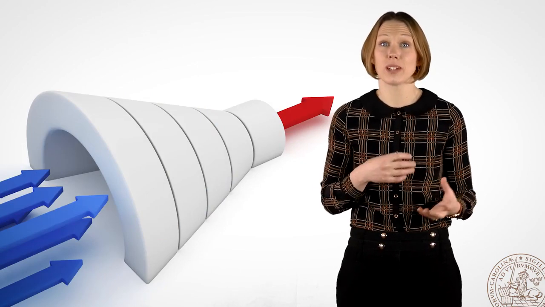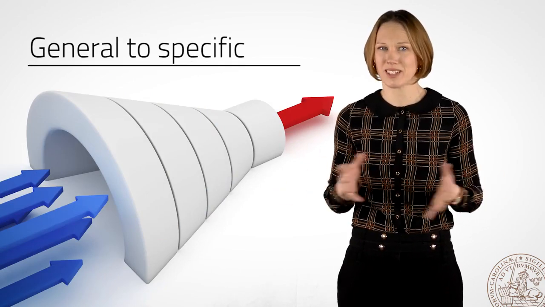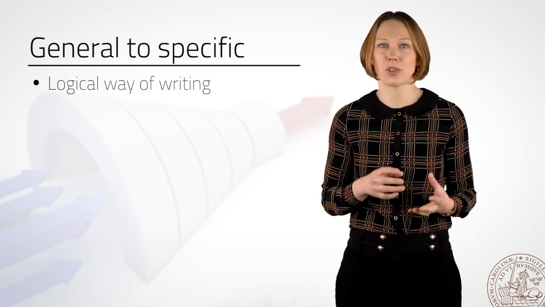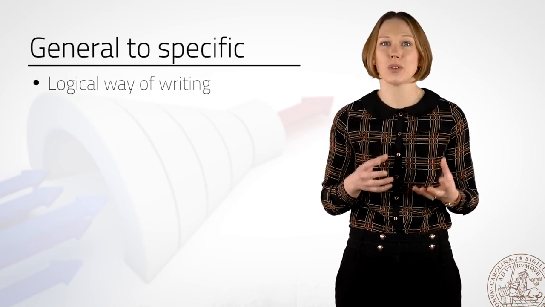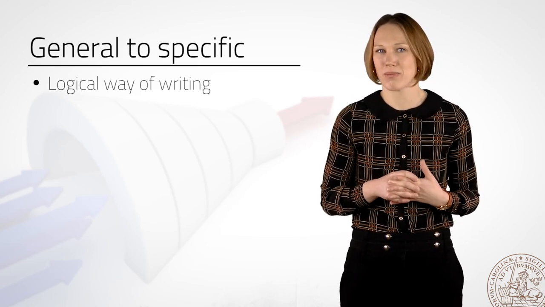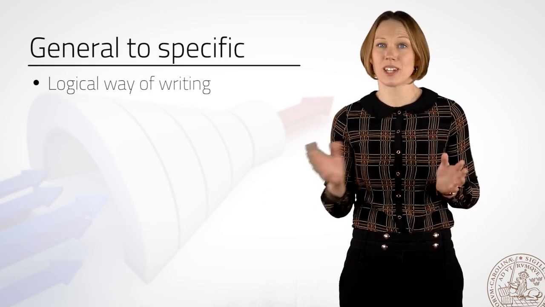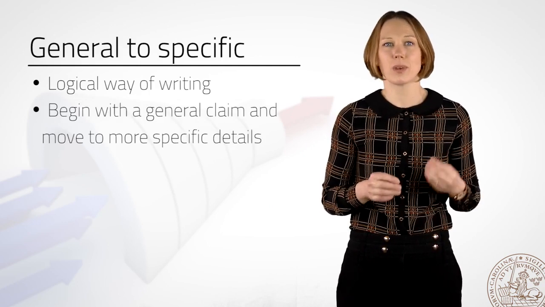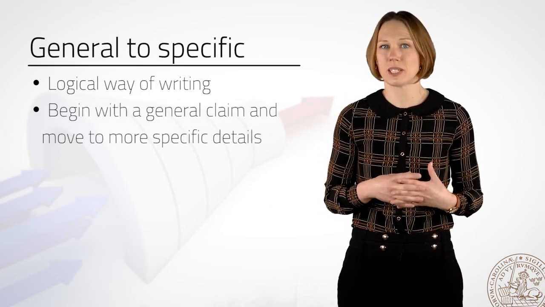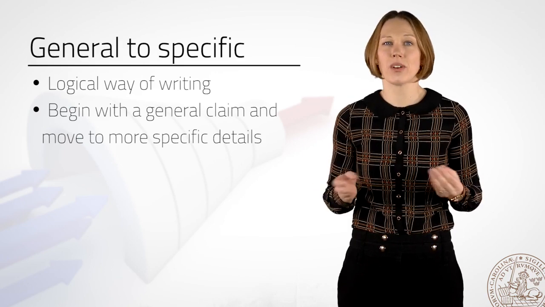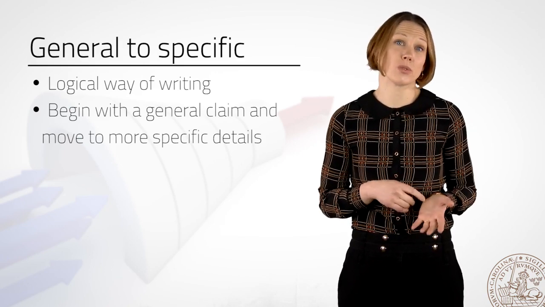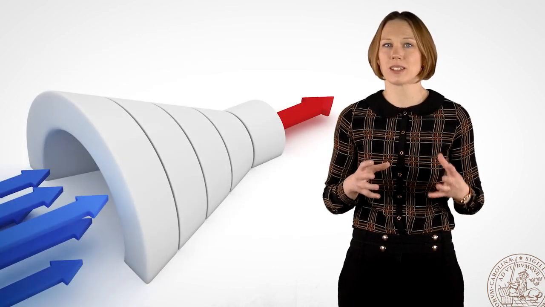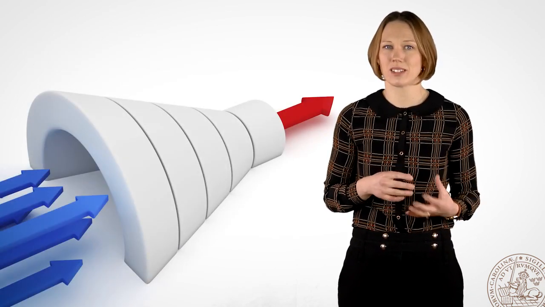One common way of ordering information is the general to specific pattern. This is a very logical way of writing, and the chances are that you tend to structure much of your writing in this way anyway, even if you're not consciously aware that you're doing it. What happens in a general to specific text is that, as its name suggests, a writer begins with a general claim and then moves to more specific details. Individual paragraphs, for instance, typically follow the general to specific principle. It's quite common to see the general to specific pattern combined with other well-known patterns.